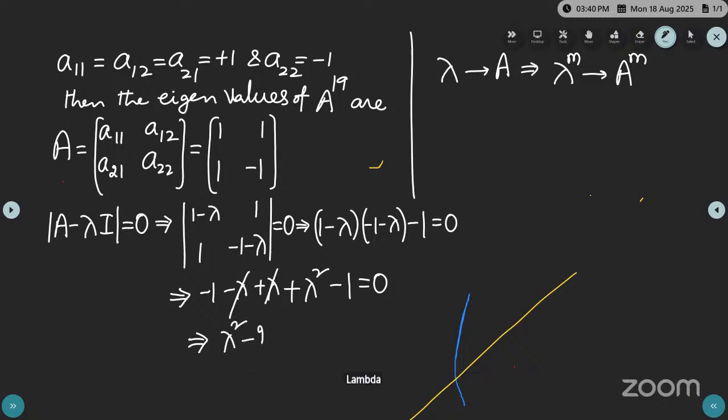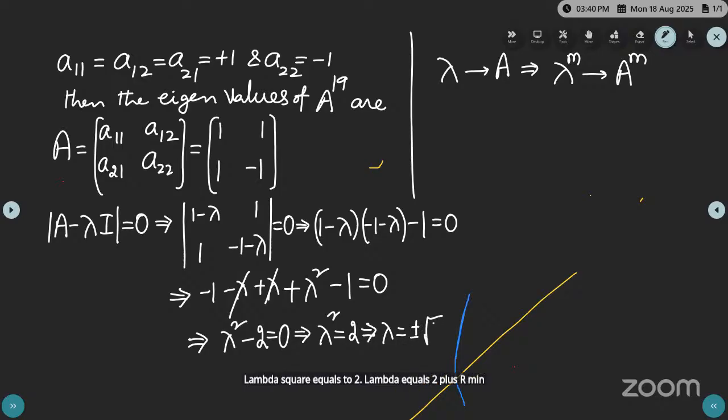Lambda square minus 2 equal to 0, so lambda square equals 2, lambda equals plus or minus root 2. Okay, what are the eigenvalues? Plus root 2, minus root 2. Got it or not?